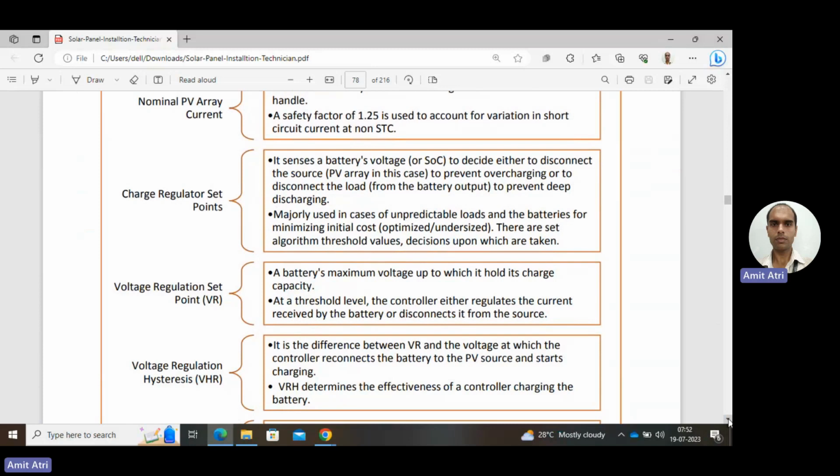The next is charge regulator set points. It senses the battery's voltage to decide whether to disconnect the source, in this case the PV array, to prevent overcharging, or to disconnect the load to prevent deep discharging. With these charge regulator set points, we check both the upper as well as the lower limit of the voltage. Majorly it is used in cases of unpredictable loads and batteries for minimizing initial cost.